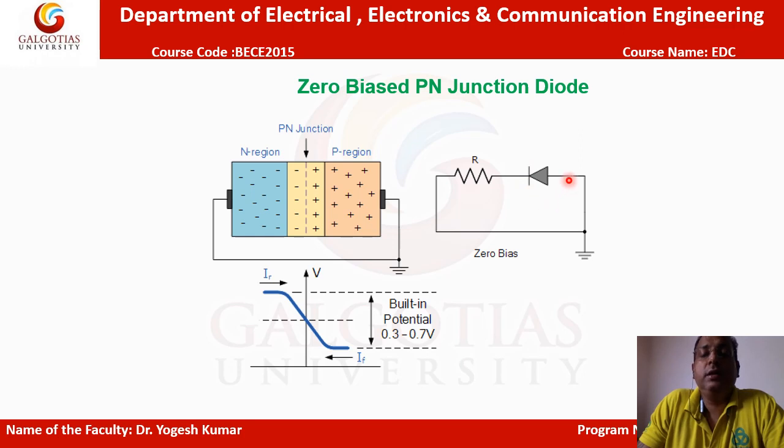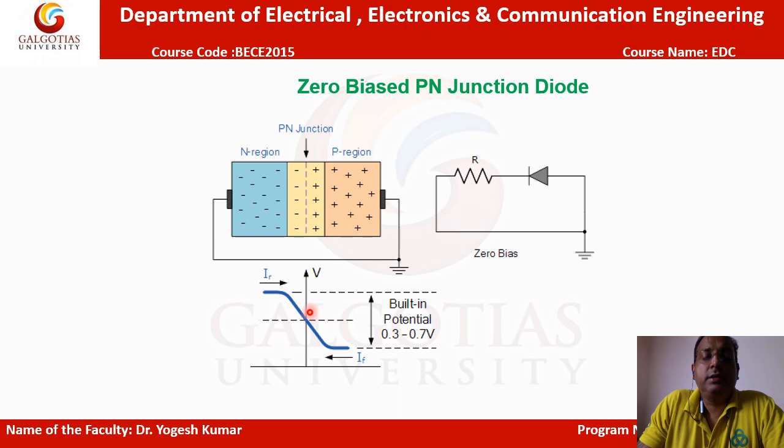Here you can see the symbol of the PN junction diode. The triangle shows the P side, and the vertical bar shows the N side. So this is the symbol of the PN junction diode. If we are not taking the ideal condition, then definitely one resistance always appears in series with this diode, and this is called the zero bias. Here you can see the graph of voltage and forward current.